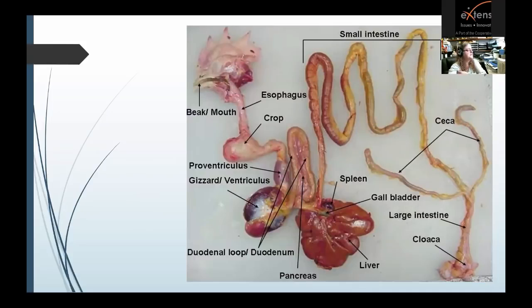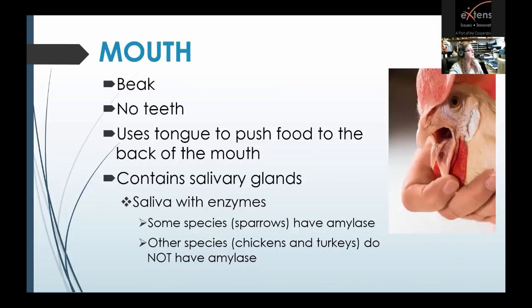This is the digestive system of the chicken opened up, and we'll go through it piece by piece. So the first part is the mouth, the beak and mouth. And as you know, chickens do not have teeth, despite what some cartoons show. Chickens do not have teeth. They use their beak to grab food and swallow it. Well, they can't even really swallow. They use their tongue to push the food to the back of the mouth.